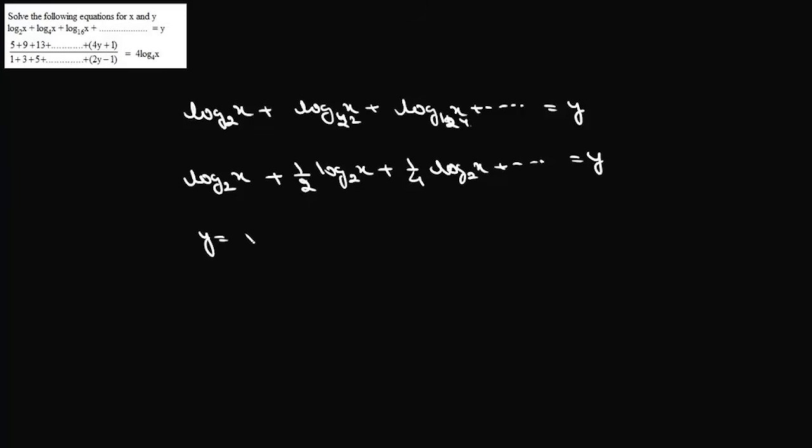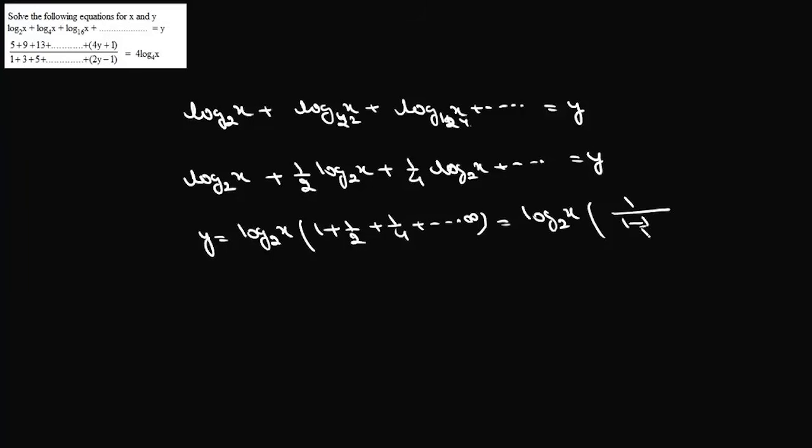We take log x base 2 common, and then we are left with this infinite GP, 1 plus 1 by 2 plus 1 by 4 up to infinity, which is log x base 2, and this is a upon 1 minus r. So it will be 2 log x base 2. So that's your y answer, first equation.